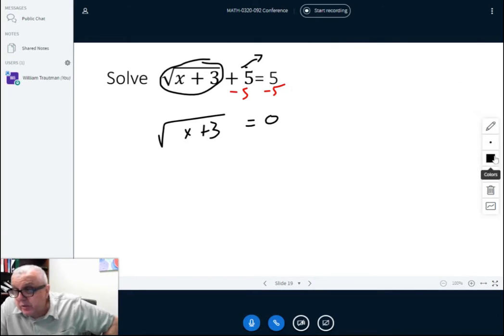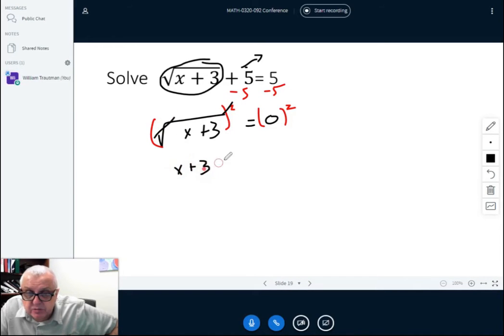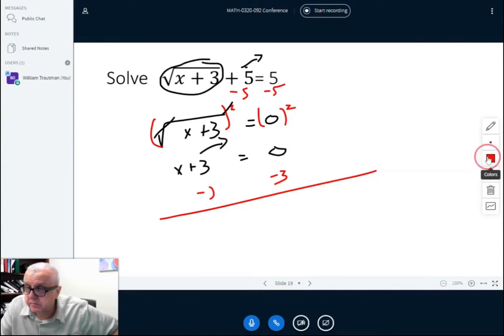We have to get rid of the radical. The opposite of square root is squaring something. And whatever you do to one side, you've got to do to the other. Square root and square cancel, and we're left with x plus 3. 0 squared is 0. I take the 3 to the other side, and I get x equals negative 3.